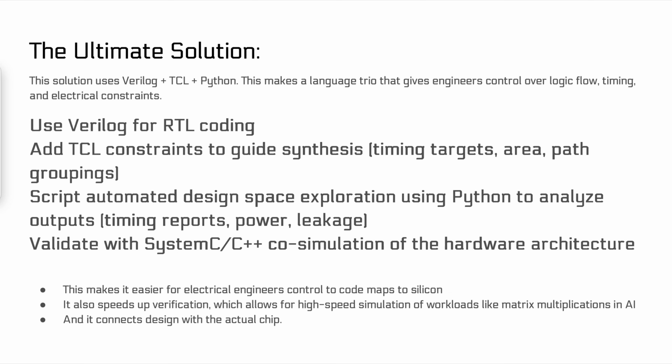So we then finally arrived at the ultimate solution. This solution is a combination of three coding languages: Verilog, TCL, and Python. And it also allows engineers to have control over logic flow, timing, and electrical constraints. Here's the solution itself. Use Verilog for RTL coding, and add TCL constraints to guide synthesis. The constraints refer to the timing targets, area, and path groupings.